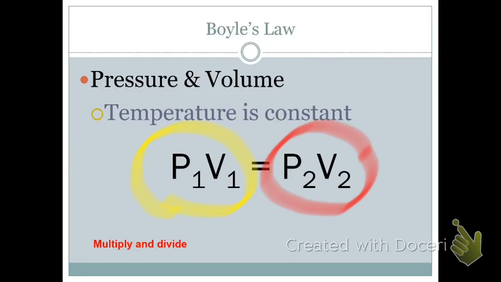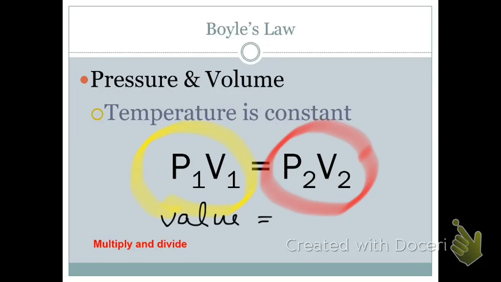So if I have a condition 1 with a pressure and volume, and I make a change to the pressure, then I would multiply that first condition of pressure and volume divided by the change in that pressure, which then would give me what the volume had to be. If I make a change to the volume, then I would multiply that condition of pressure and volume and divide it by the change in volume to figure out what the new pressure is going to be.